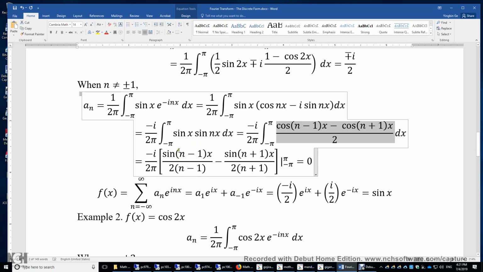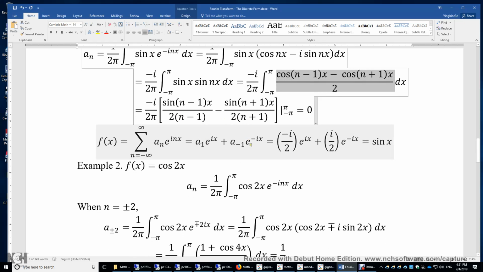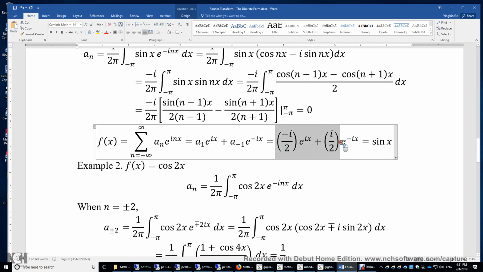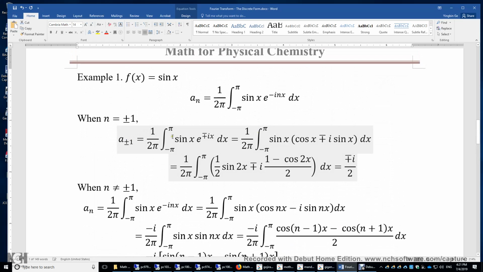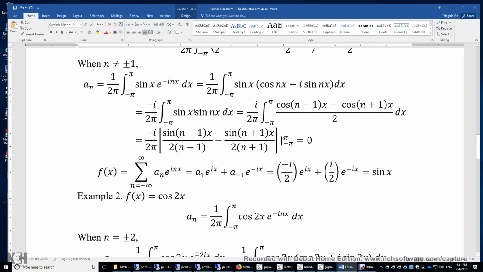So we have 0 minus 0 here, 0 minus 0 here, overall is 0. Therefore, we have only two non-zero terms in this infinite series. And we have the coefficients of these two: negative i over 2 in front of e to the power of ix, and i over 2 in front of e to the power of negative ix. We can simplify this. We got this sine x back in the end. Therefore, the expression of this a sub n is verified for sine x.